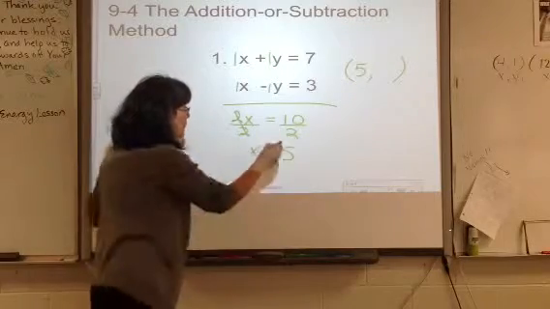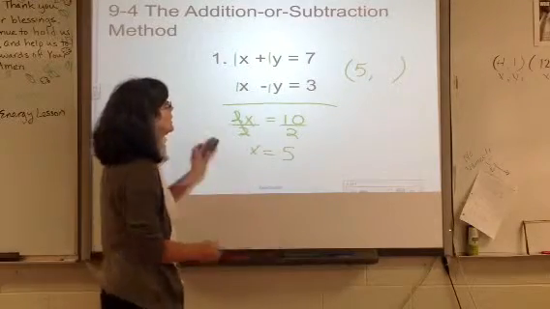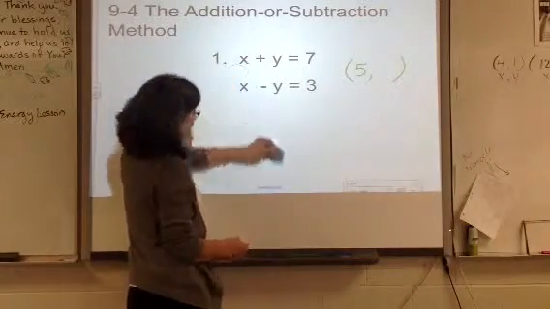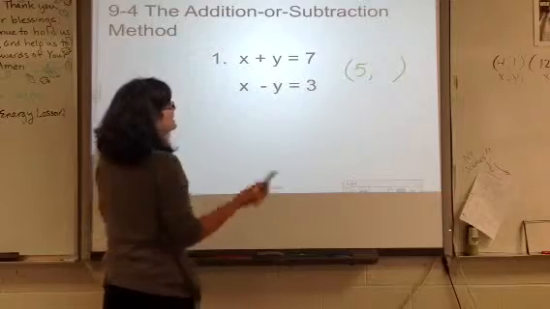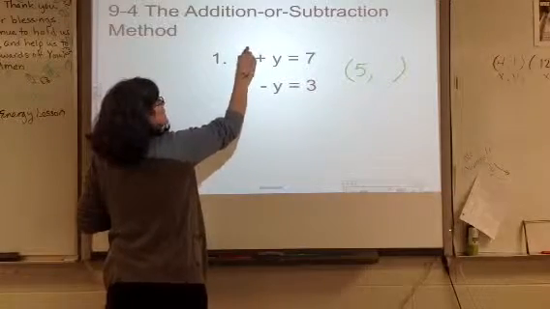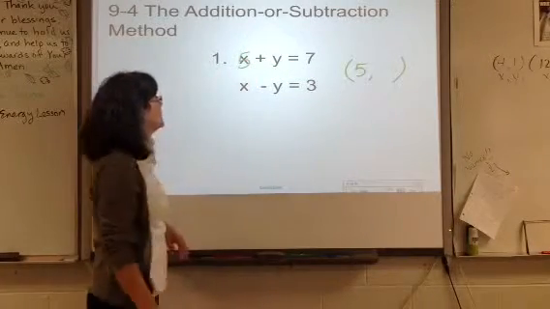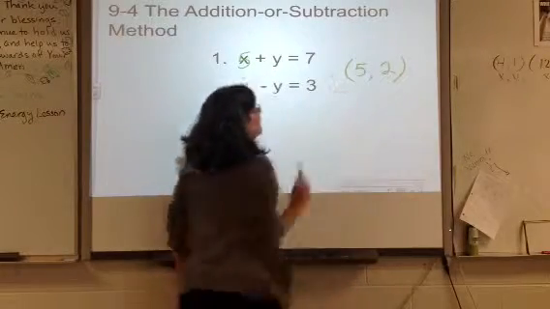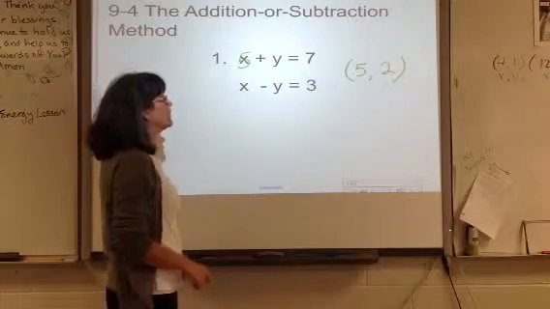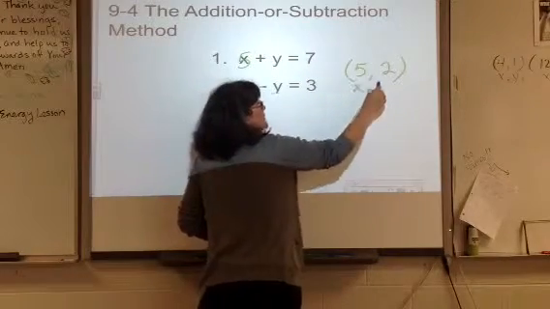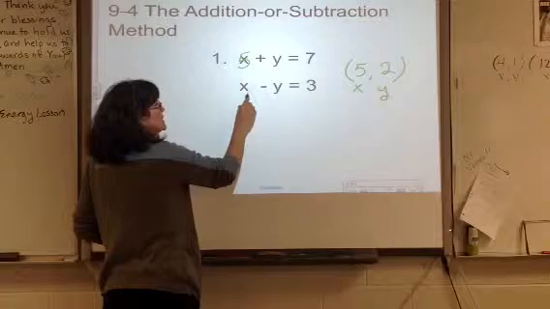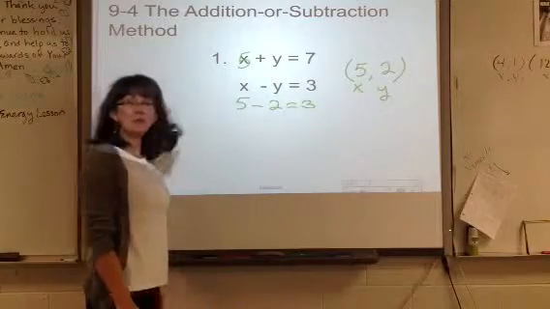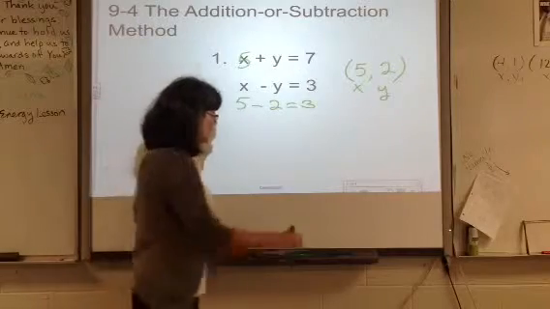You just pop 5 back into any one of these equations, any one of them, put it where the x is, and then solve it. So, okay, I'm going to put it in this one. 5 plus what equals 7? You can do that in your heads. It's 2. Okay, so y is 2. To check it, you can put your x and your y back into your equations. 5 minus 2 equals 3. Yep, it worked out just fine. So see, that's not so bad.